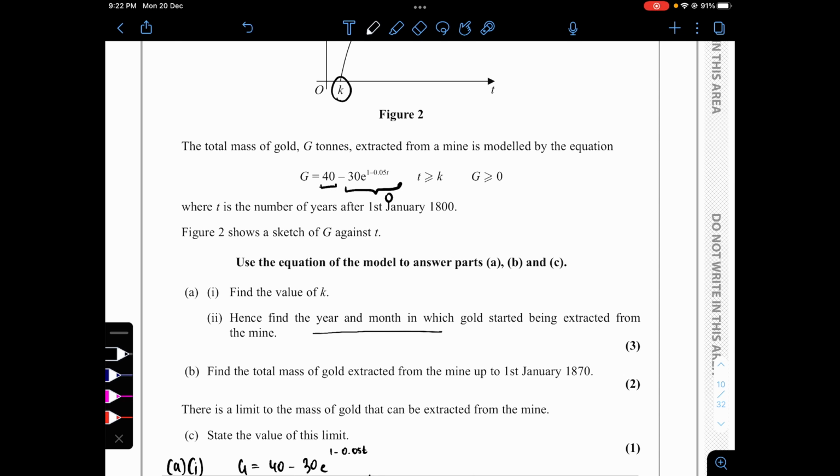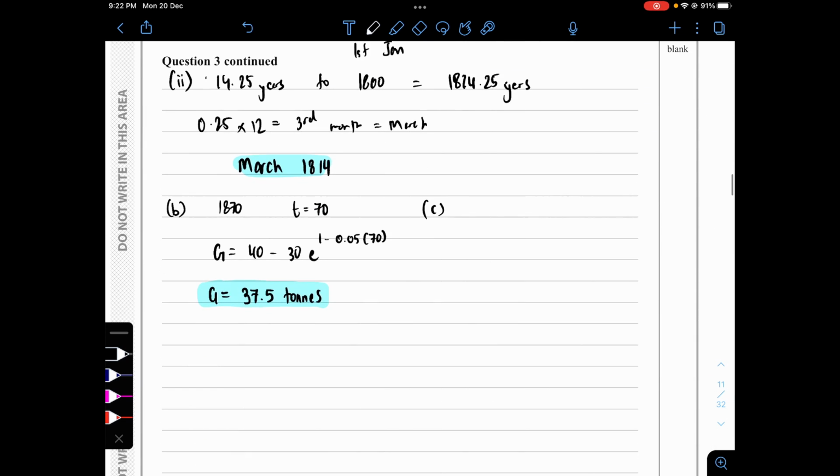It's 40 takeaway something, so our max limit will be 40. And because it's 1 mark, it's fine. We can just say G cannot exceed 40. So we can just write this as the answer. Maximum will be 40. G cannot exceed 40.